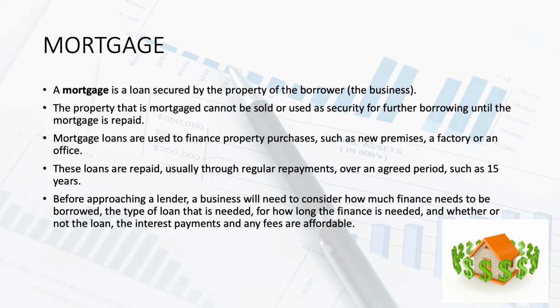Mortgage is also known as a home loan. It's normally secured by the property that we're actually purchasing. So in this case, it would be a house. But if we're buying a new factory, for example, we might have a mortgage on that. There would be regular repayments, normally over 15, 20, 25 years.